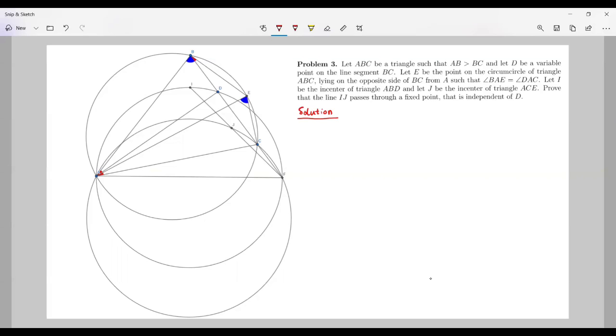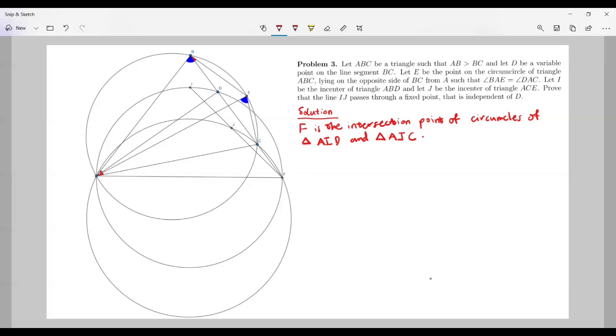So I'll introduce the point F. How I define the point F is this: F is the intersection point of the circumcircles of triangle AID and triangle AJC. Okay.